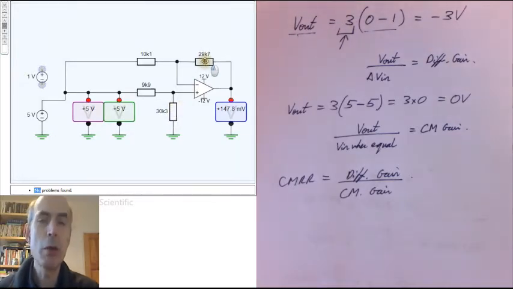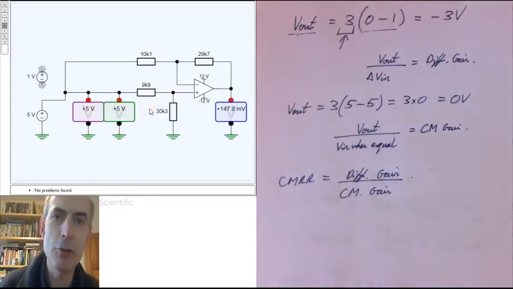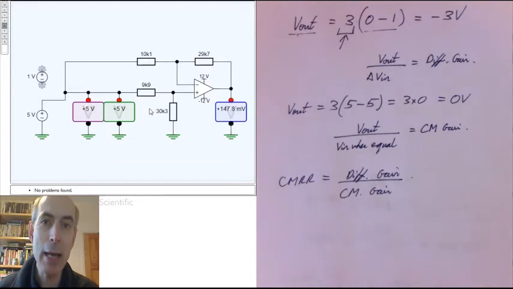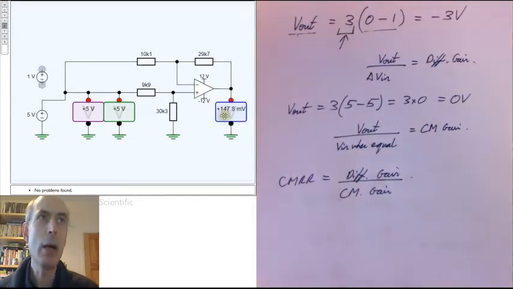This one is 1% below the nominal value of 30k, and this one is 1% above the nominal value of 30k. Similarly, we've tried to pick two 10k resistors, but we've been unlucky. This is 1% above the nominal, this is 1% below the nominal. We no longer have a differential amplifier which is behaving as we would like. We now have a common mode gain.